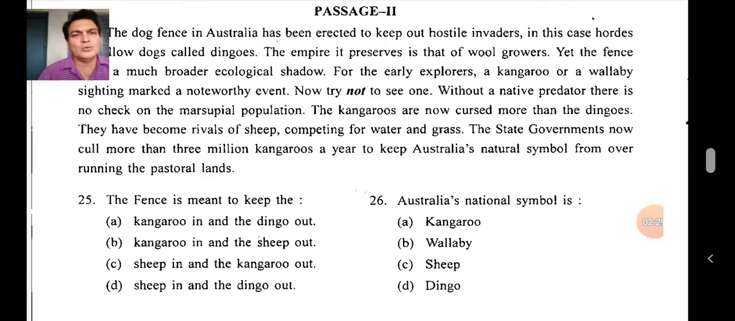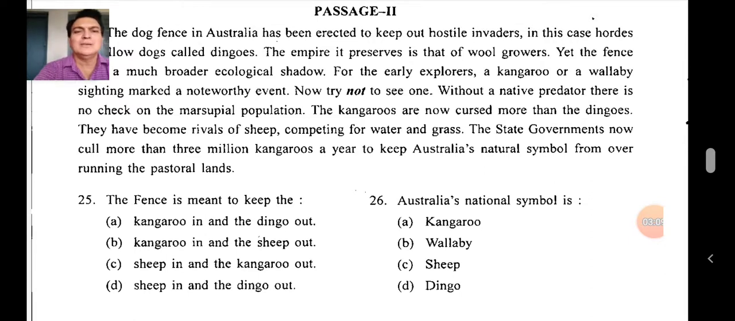The fence is meant to keep the kangaroo in and the dingo out; the kangaroo in and the sheep out; the sheep in and the kangaroo out; or the sheep in and the dingo out. So why is the fence built? What was the use of the fencing? That is the question. Understand the question, try to find the answer.